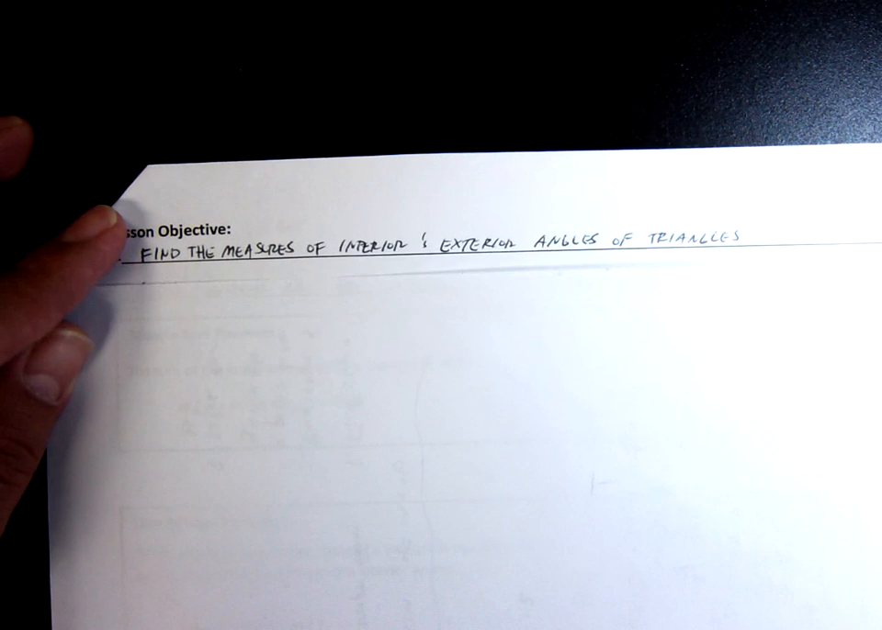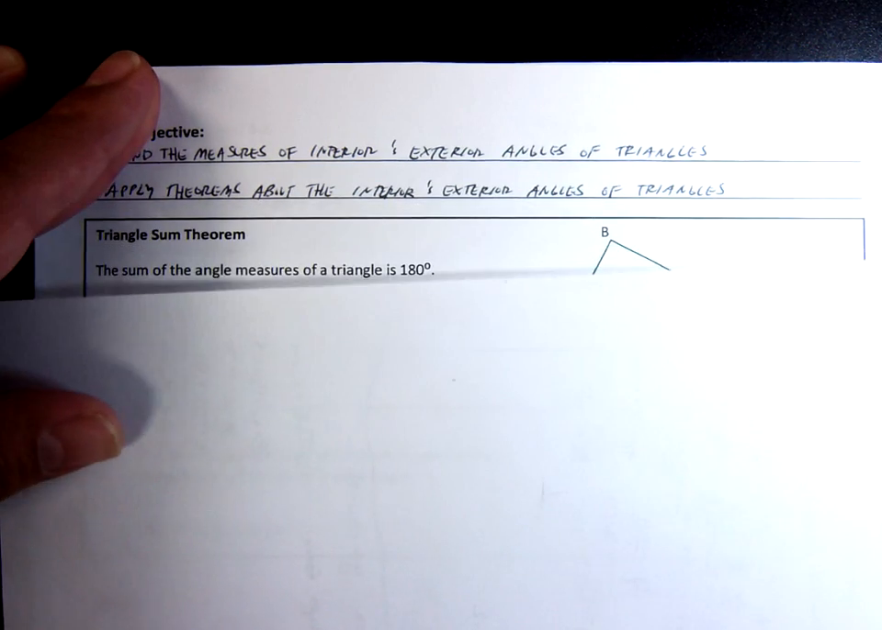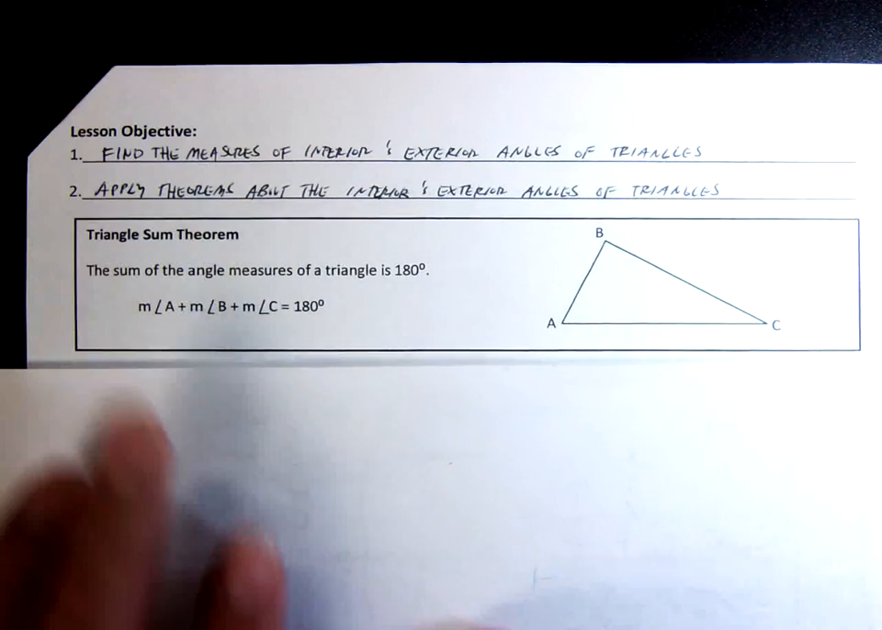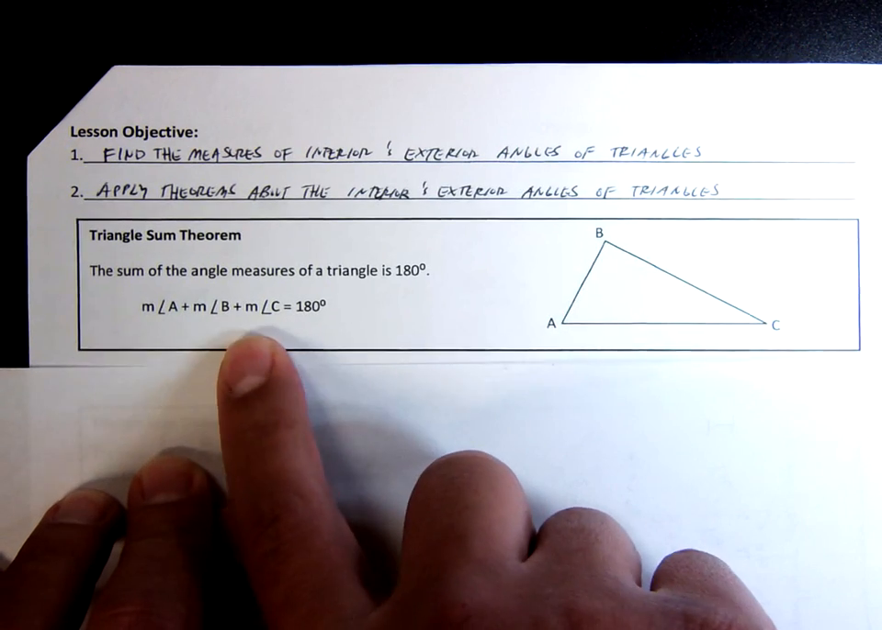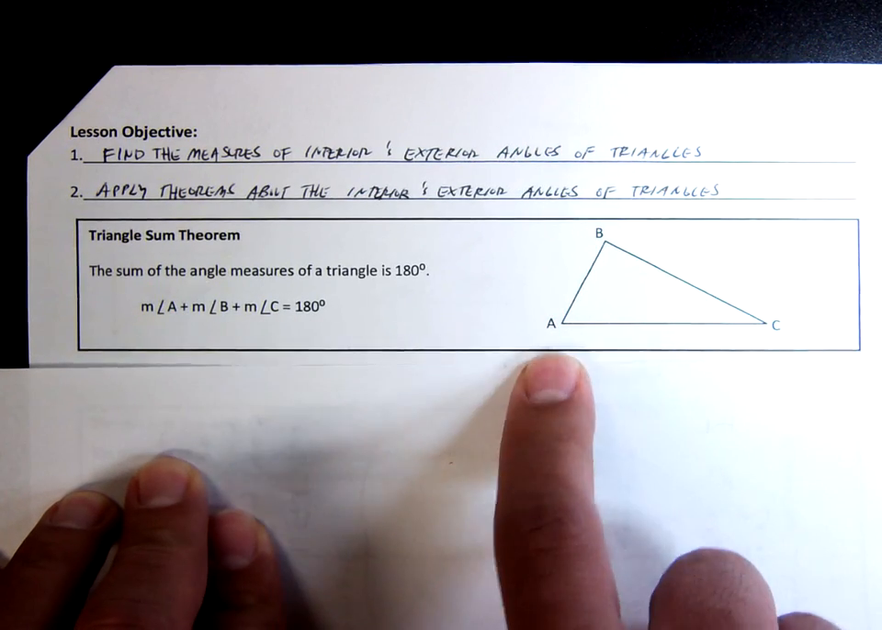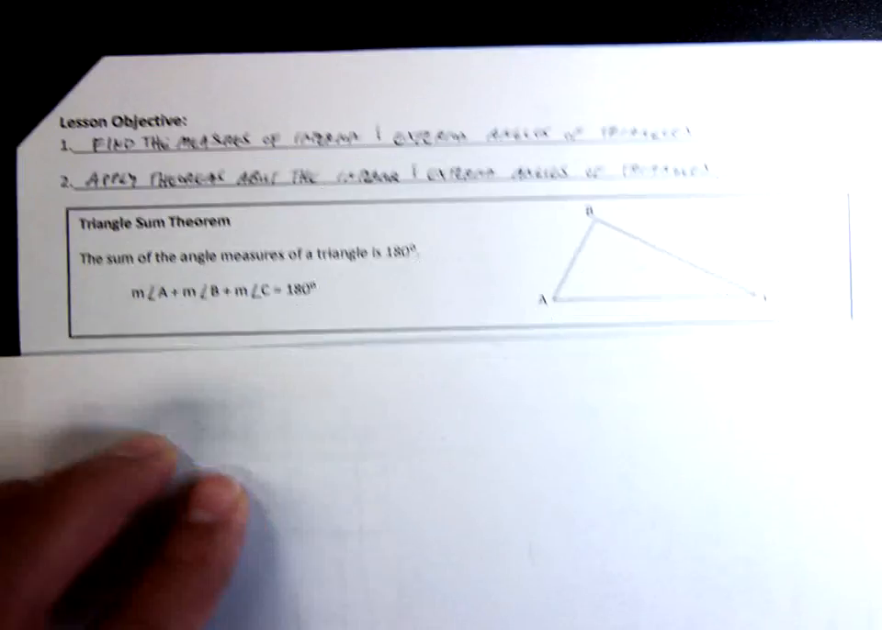Next thing we got to go over, interior and exterior angles of triangles. Find the measures of each. And then we got to apply theorems about interior and exterior angles of triangles. This first one we've talked about for a while now. In any triangle we'll talk about in this class, if I add up all the measures of all the angles, measure of angle A plus B plus C, it always equals 180 degrees. We've done that one before.